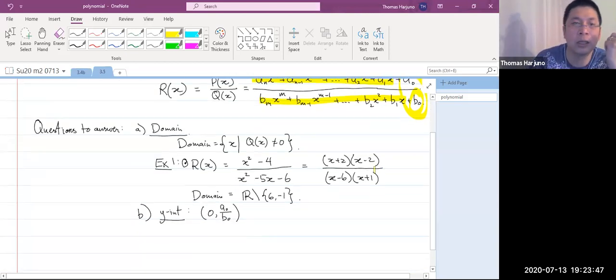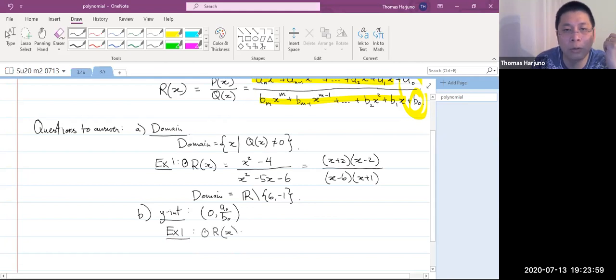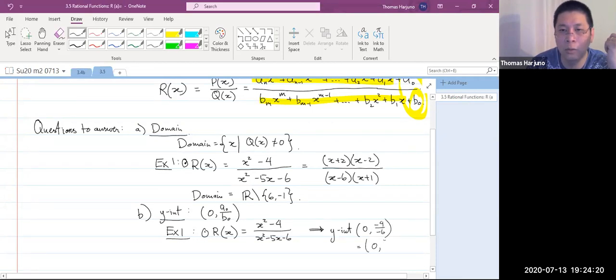So let's see, in our example 1, Rx equals x squared minus 4 over x squared minus 5x minus 6. And the y-intercept is 0, negative 4 over negative 6, which is 0, 2/3.